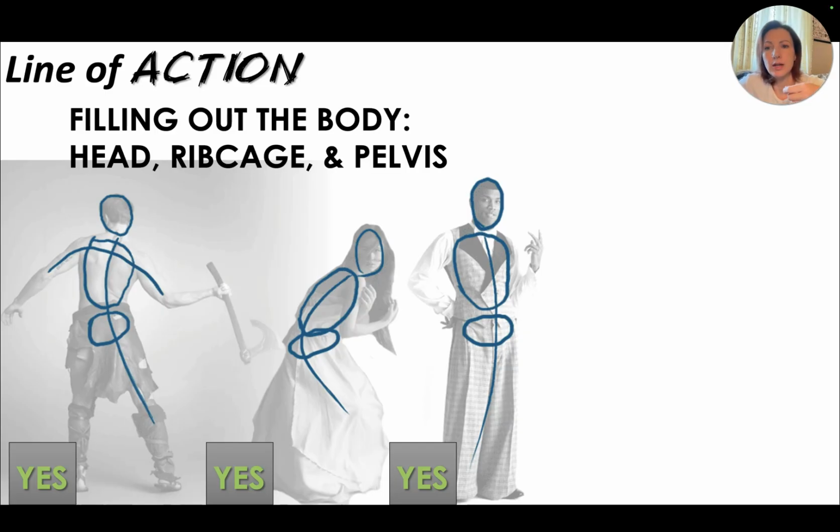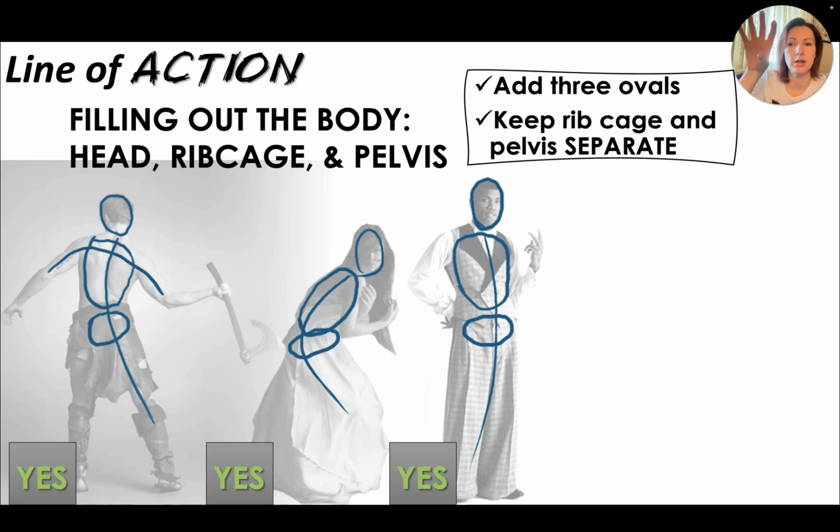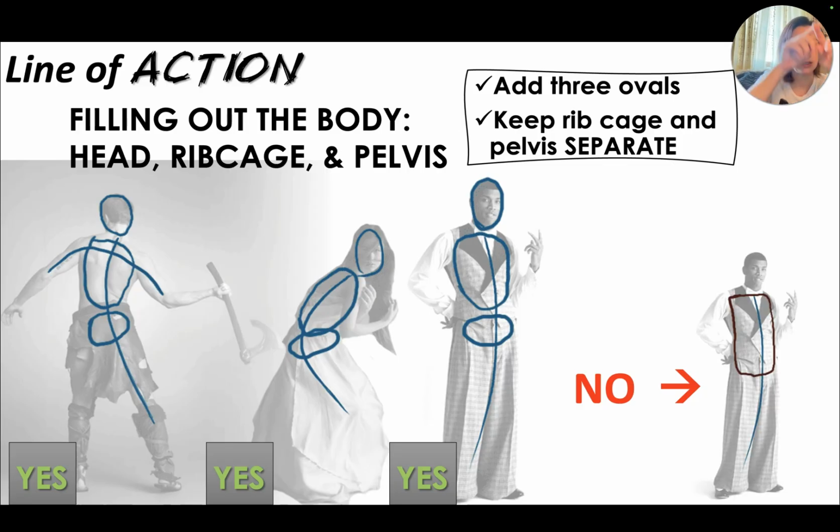Once you do that, you're going to fill out the body with the head, the rib cage, and the pelvis. These are three independent parts of the figure, and they move separately from each other. They're not stacked in a line. So you want to add these three ovals, and again keep the rib cage and pelvis separate. They're two different things. The rib cage can be going one way and the pelvis going a different way. So you really have to study the pose you're looking at. This is not what you want to do. It is not just one big block. These two things are separate.